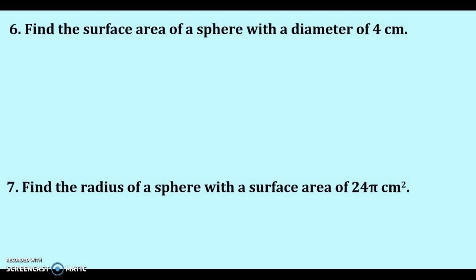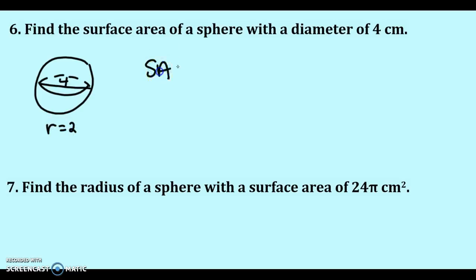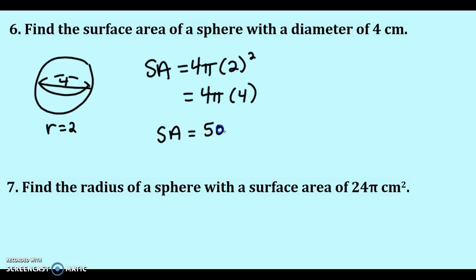So we're going to look at a couple examples. Find the surface area of a sphere with a diameter of 4. So now if I have a diameter of 4, that means my radius is 2. So if I plug it into my formula, surface area is equal to 4 pi times my radius squared. That would be 4 pi times 4. And then if I multiply 4 times pi times 4, I get a surface area of 50.3 centimeters. And now here we're back to surface area, so our units are squared.